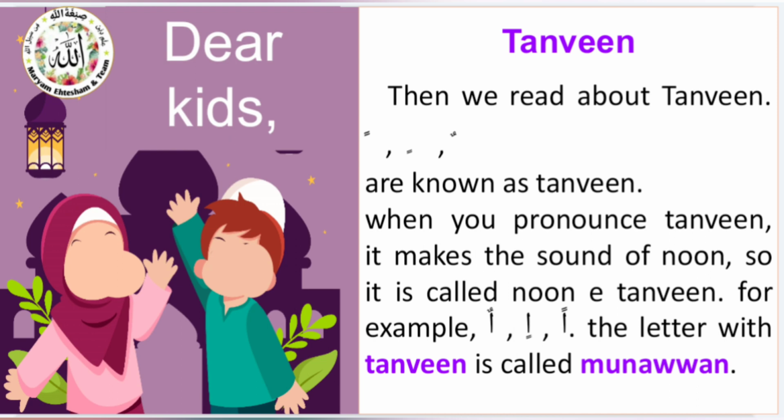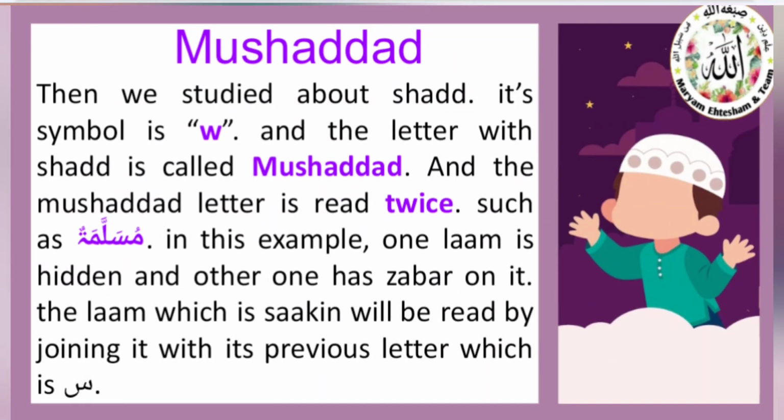Then we read about tanween. Double fatha, double qasra, and double dhamma are known as tanween. When you pronounce tanween, it makes the sound of noon. So it is called noon-e tanween. For example, un, in, an. The letter with tanween is called munawwan.